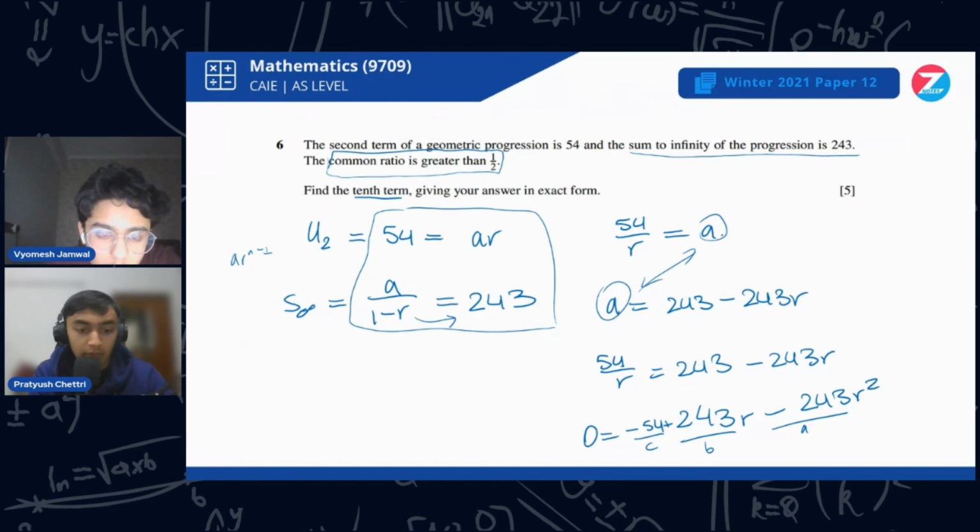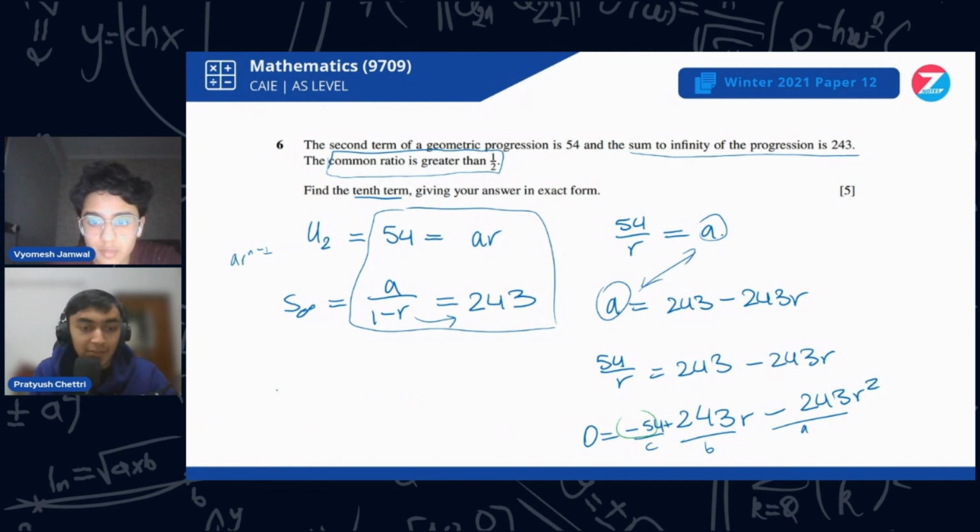Okay, you put that as A. Wait, I think I mistyped in the calculator. Oh, minus maybe. 243, 243 minus 54. Okay, that gives you... I forgot to put the minus sign. Okay. Remember, minus sign, guys.